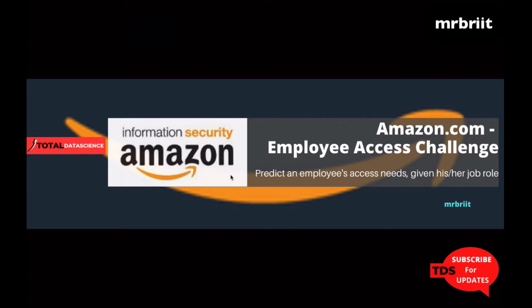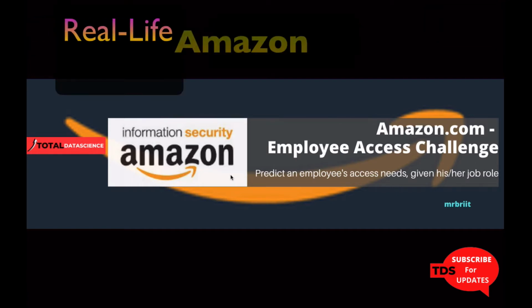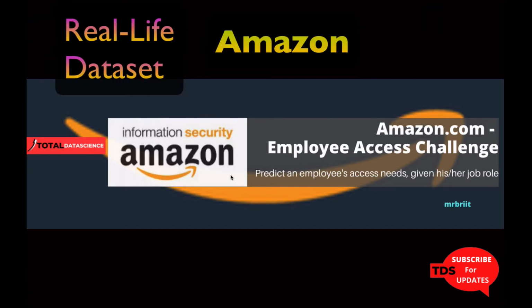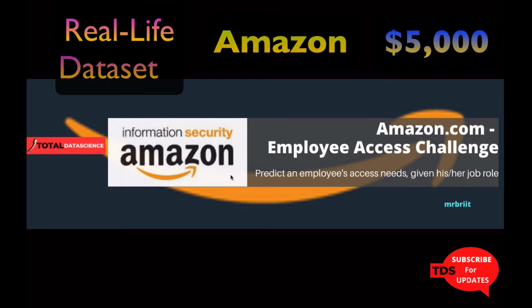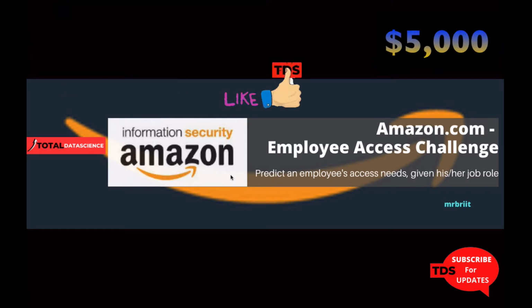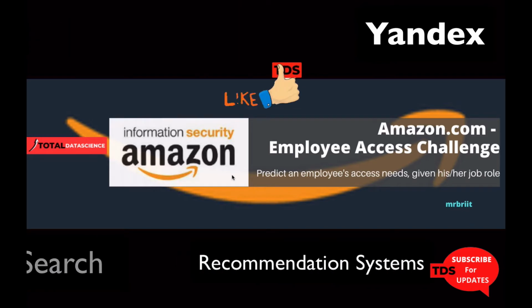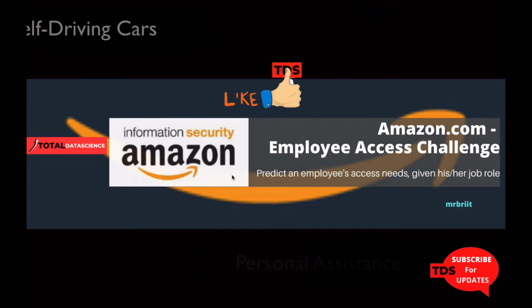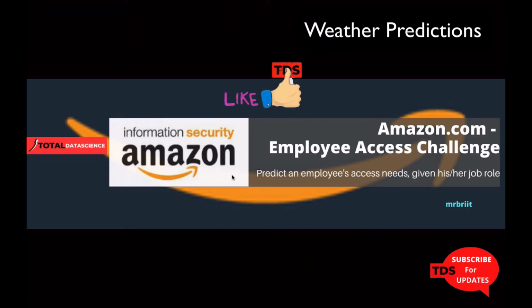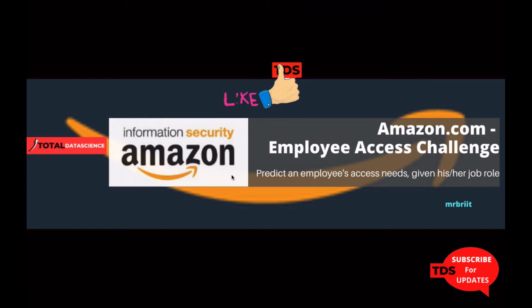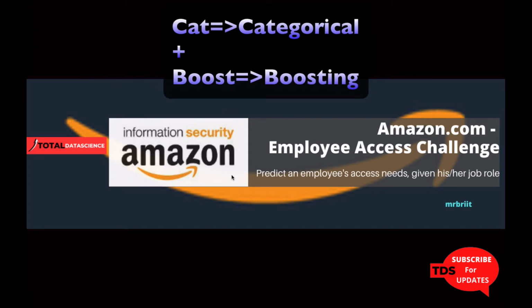In this project, we will be using real-life historical data from Amazon. This challenge is worth $5,000 on Kaggle. Unlike the other projects, in this particular project I will introduce you to the CatBoost library developed by Yandex engineers, which can be used for search, recommendation systems, personal assistance, self-driving cars, weather predictions, among other problems. And I will show you some amazing features of the CatBoost library in handling the Amazon dataset.